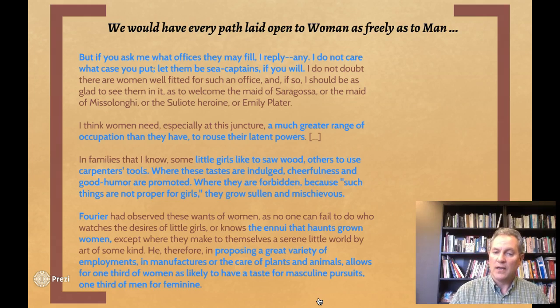And she lauds here Fourier's idea of reforming society, that society should be reformed in a way in which men and women all get to do a variety of different kinds of occupations, right? So Fourier proposes a great variety of employments in manufactures or the care of plants and animals. And he allows that a third of women would be as likely to have a taste for masculine pursuits and a third of men for the feminine. So Fuller's saying, let's rethink our idea of what jobs are appropriate for men and for women, and let's leave them open to everyone, right?